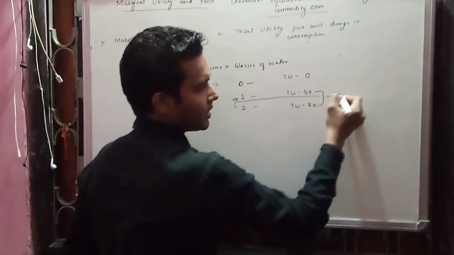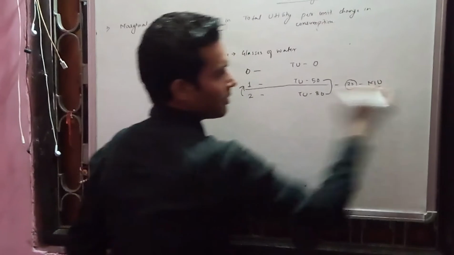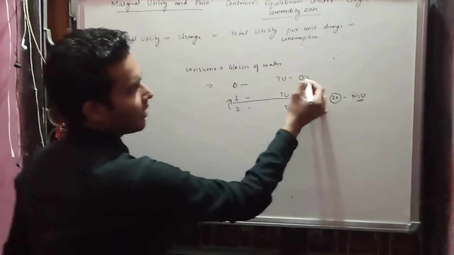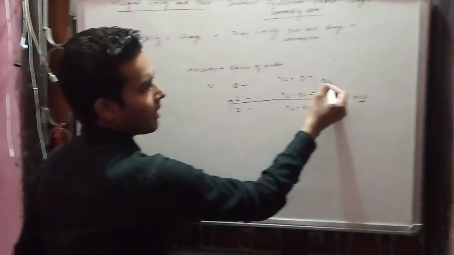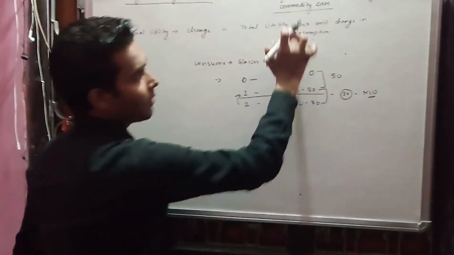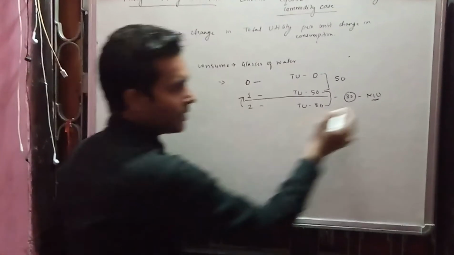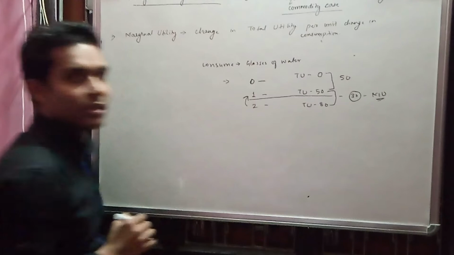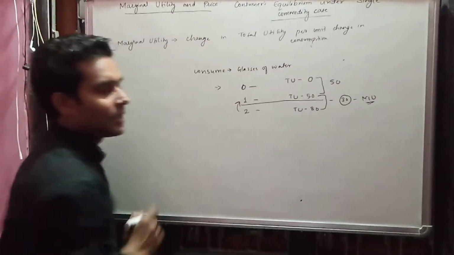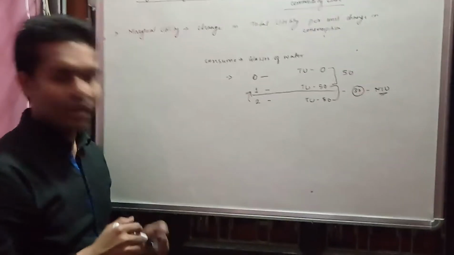Now see the change. 80 minus 50, what is the change? 30. This is called marginal utility. That is change in total utility. We can see here also the change is 50. This change in total utility per unit change, when the unit changes by 1, is called marginal utility. So marginal utility keeps on decreasing if the consumer is consuming one commodity again and again.